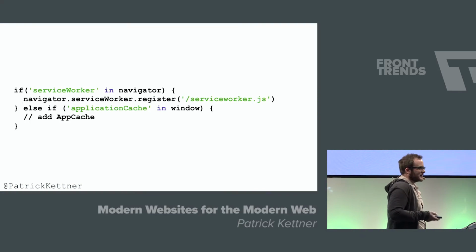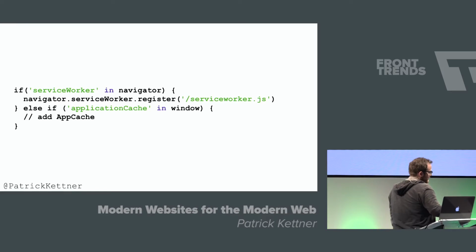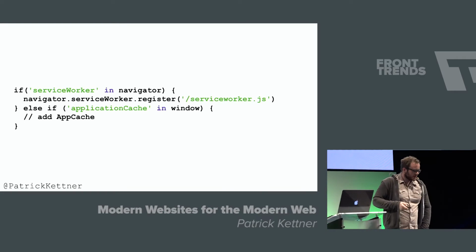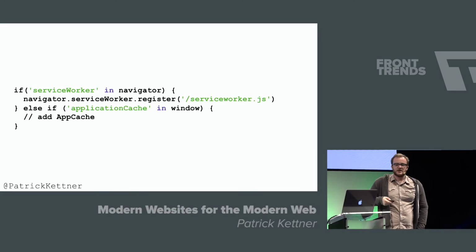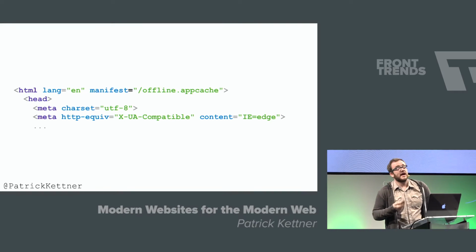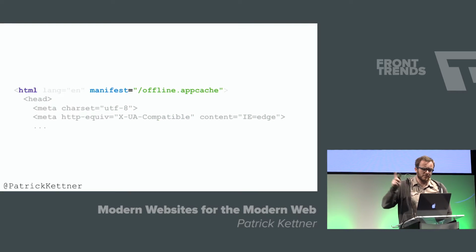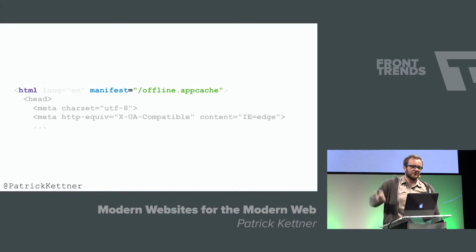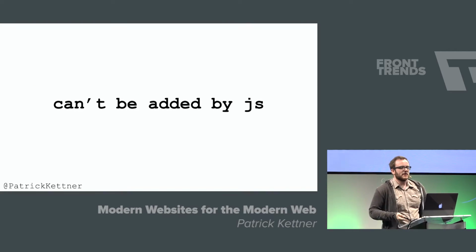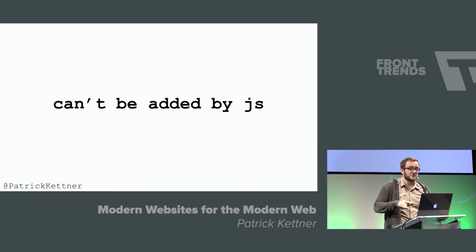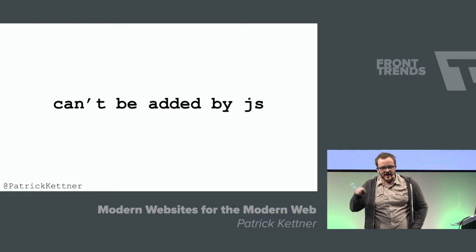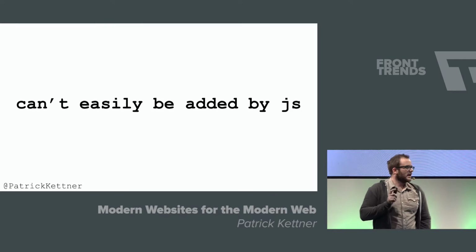So we want to do something like this, where we check for Service Worker in Navigator, and if it exists, we will register our Service Worker, and if it doesn't, we want to add AppCache. In order to add AppCache, you have to add it to the HTML element. Up there, we have that manifest attribute. The problem with all of this is that the manifest attribute cannot be added dynamically. That HTML tag has to be there at initial parse time. So you can't just add a manifest attribute easily.